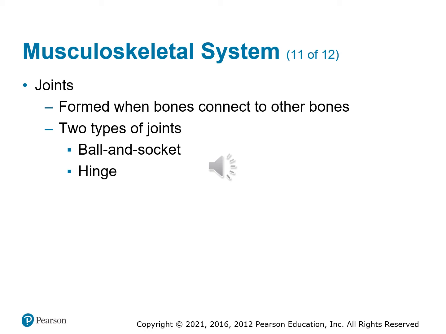Hinge joints allow us to move in just one direction, so it hinges. When we think about a hinge joint, I want you to think about the knee and the elbow. They only go in one direction, essentially. A ball and socket can make a full circle. A hinge cannot.